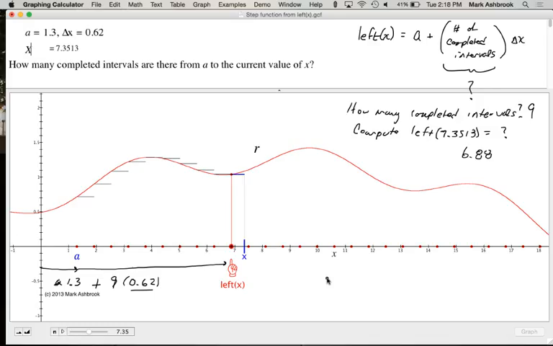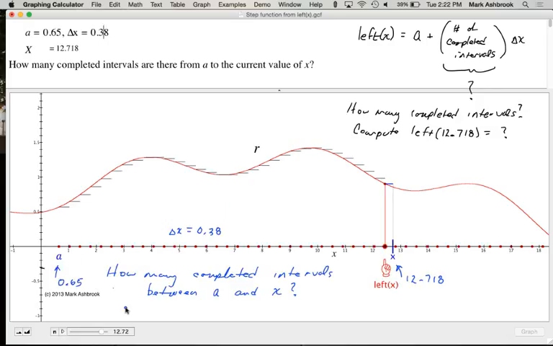Okay, let's do it again. So this is the real question. Can we come up with a mathematical formula to get the number of completed intervals? Someone in the back, someone new. Did you come up with a formula? Yeah, go ahead. Okay, so x minus a would mean what? What quantity would x minus a give us?